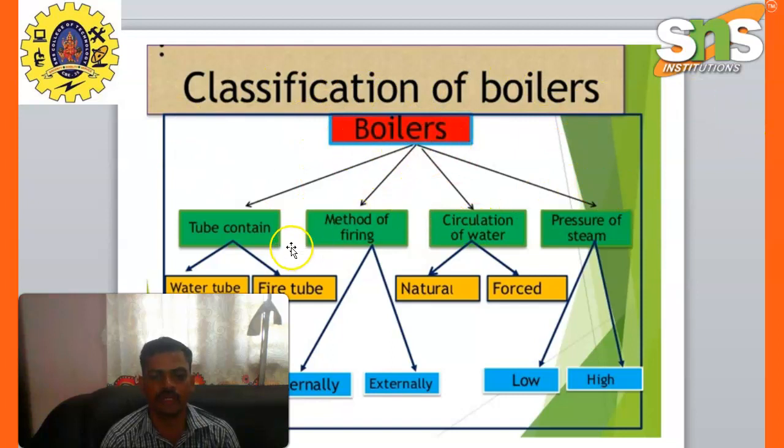The boiler's tube containing: the first one is water tube and fire tube. Second one, method of firing: internally, externally. Third one, circulation of water: natural water, forced water. Fourth one is the pressure of steam: low and high pressure steams.